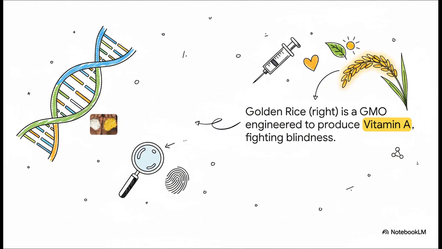Look here, you can see the normal white rice next to the yellow golden rice. That yellow color comes from vitamin A. Scientists engineered it to solve the huge problem of vitamin A deficiency, which can cause blindness, especially in small children.